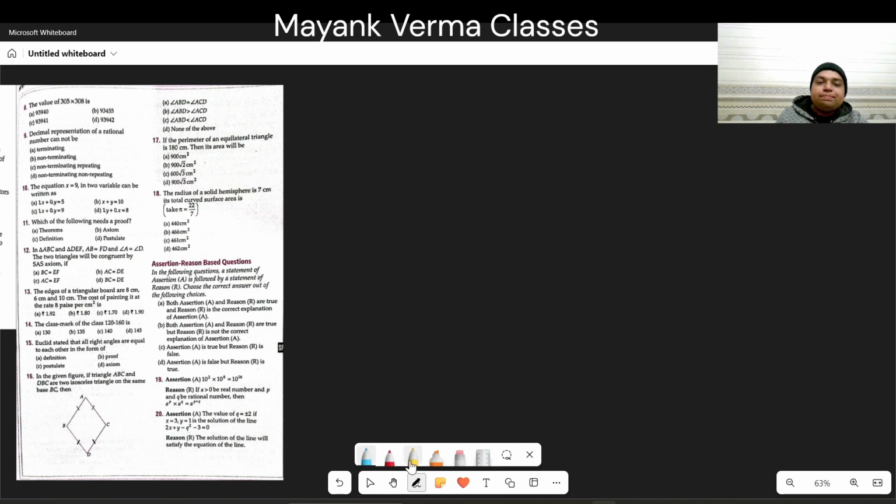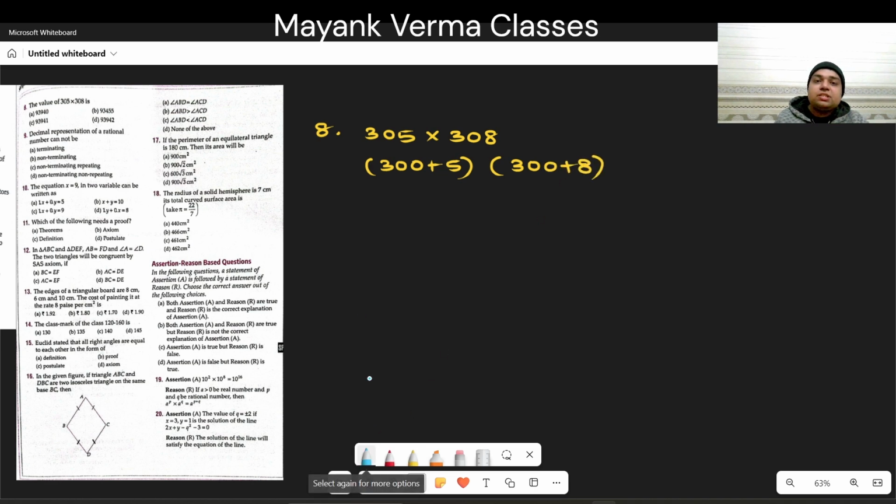Question 8 is saying I need to find the value of 305 times 308. Now if you see 305, I can write 300 plus 5, and 308 is 300 plus 8. Now we will need to use the identity (x plus a) times (x plus b), because the first part 300 is the same and a and b are different, 5 and 8. So what is the value of this? x square plus (a plus b) times x plus ab.